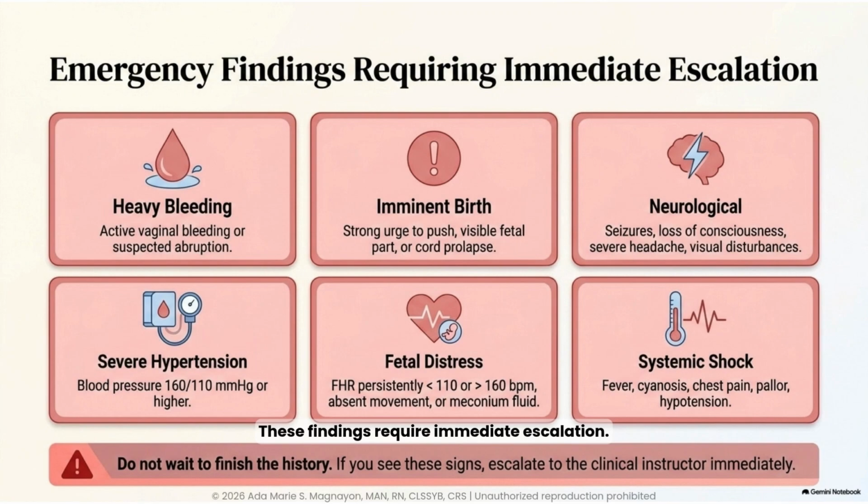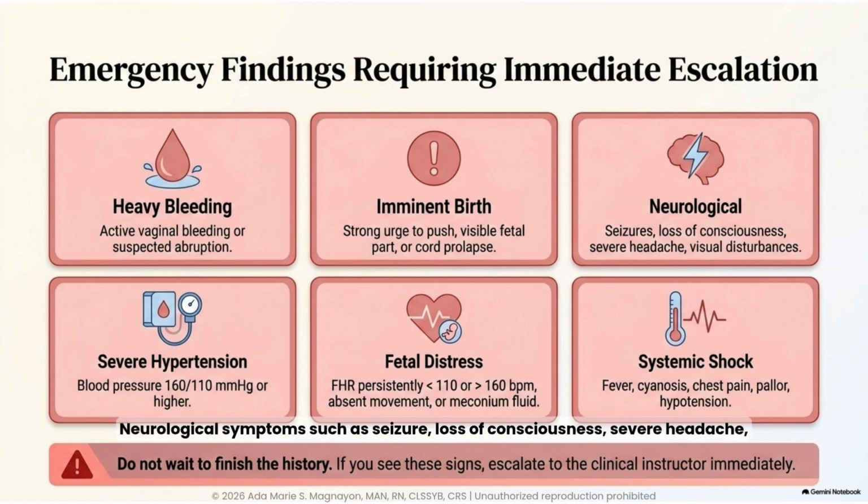These findings require immediate escalation. Do not wait until the entire history is completed. Heavy vaginal bleeding may indicate placental abruption, placenta previa, or another obstetric emergency. Signs of imminent birth include a strong urge to push, a visible fetal part, or a prolapsed umbilical cord.